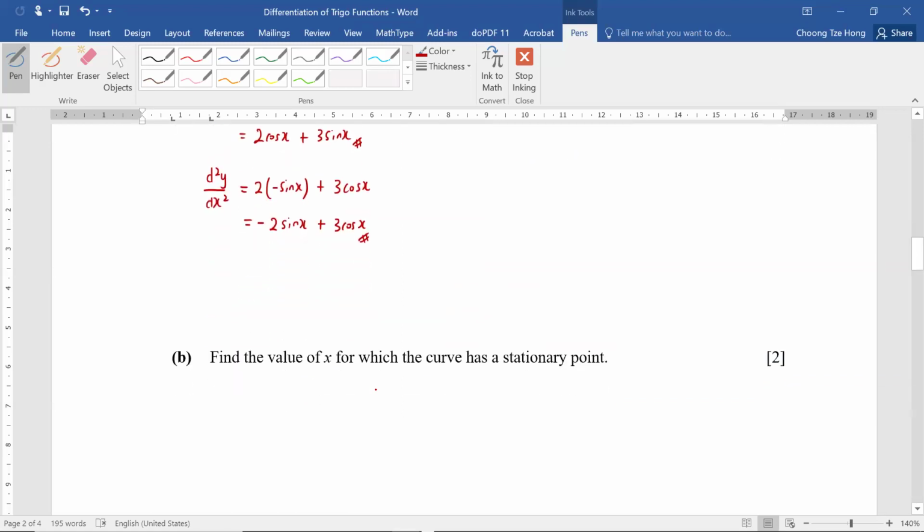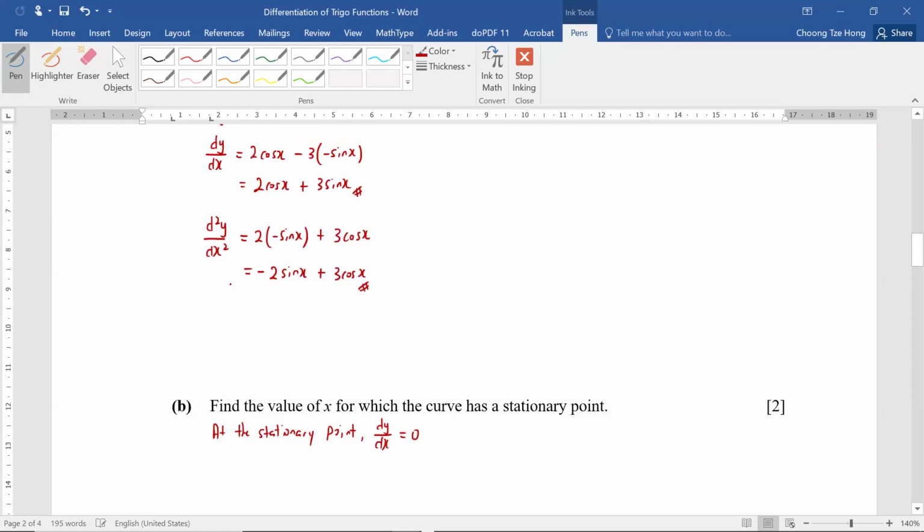In part B, they want us to find the value of x for which the curve has a stationary point. So if you recall, at the stationary point, the value of dy/dx is going to be equal to 0, because the gradient of the curve at a stationary point is 0. So let's do the working. At the stationary point, dy/dx equals 0.